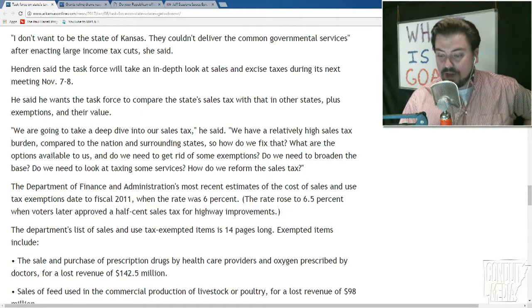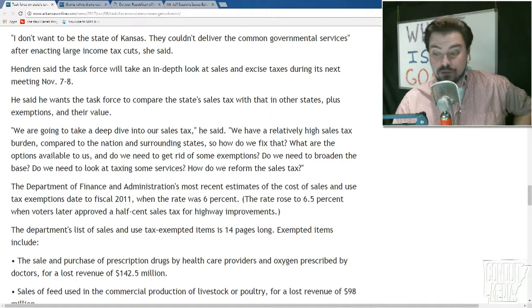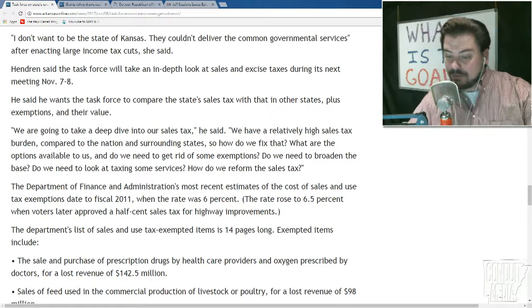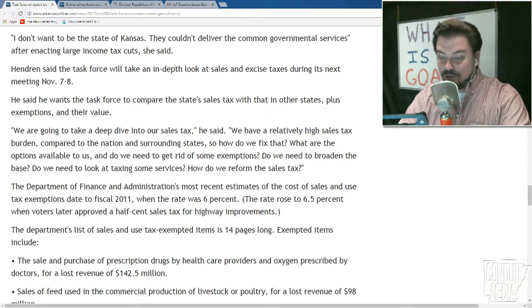Hendren said that for the November 7th through 8th meeting, he has also asked Bauer, this is Randy Bauer, to develop estimates of how much revenue the state loses from internet sales. State officials have repeatedly said they don't know how much revenue the state is losing from online sales, although others have estimated the loss at $100 million a year. They also say they're barred under law from disclosing how much a taxpayer, such as Amazon, has paid in sales taxes since it announced it would begin to do so earlier this year.